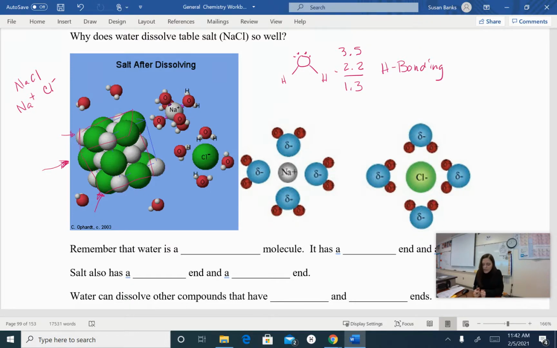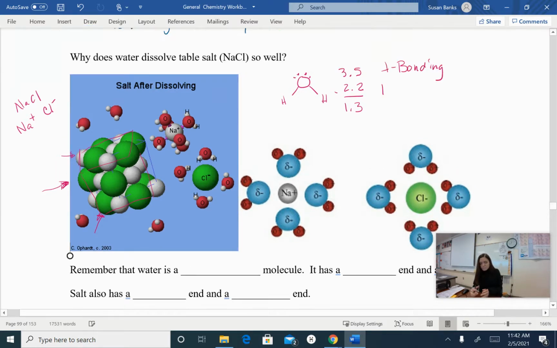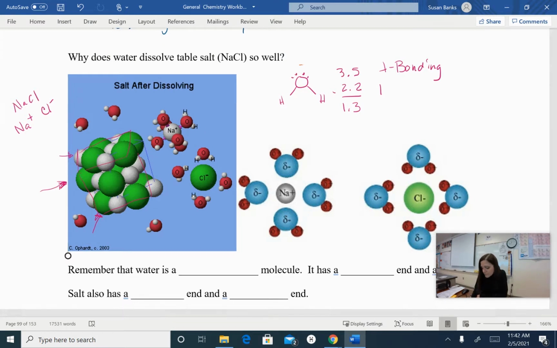Okay? So that means that the oxygen end is going to be pretty dang negative. Okay? It's going to pull those electrons towards it, plus it has those two pairs of electrons. That means that the hydrogens almost don't have their electrons at all. They're almost full +1 charges. So that means our hydrogen end of the water is going to be very positively charged, and our oxygen end of the water is going to be very negatively charged.